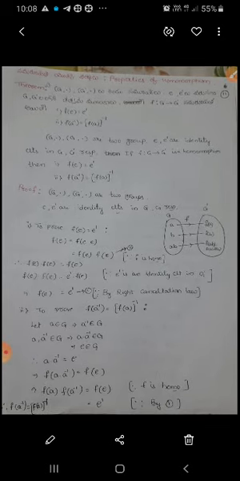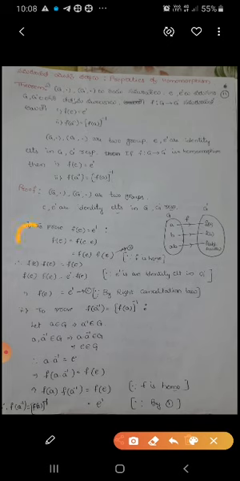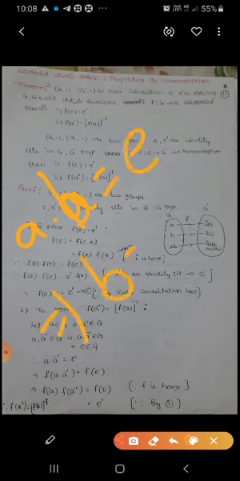So we can prove this: we know that a·b = e implies b = a^-1. From this property we can write f(a)·f(a^-1) = e', which implies f(a^-1) = (f(a))^-1.